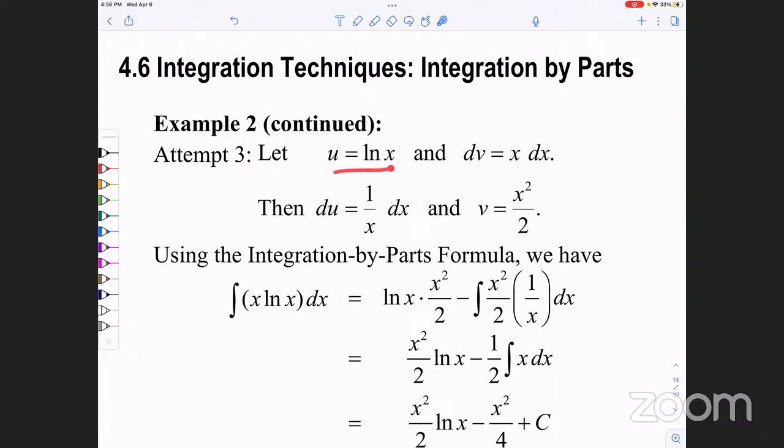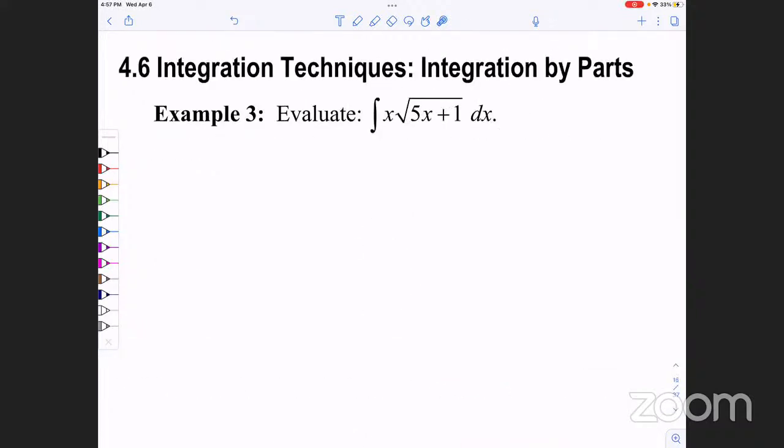So let u be this, and the dv was this. So if u is this, then du is this. If dv is this, then v is this, right? So then using integration by parts, long story short, they got the same thing that we got. Okay. Let's try another one. We got lucky. So you want your u to be something that's easy to differentiate, and you want your dv to be something that's easy to integrate. Okay.